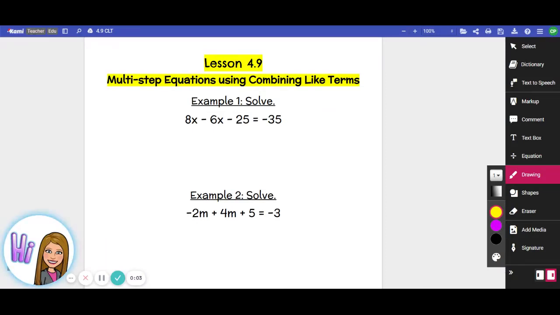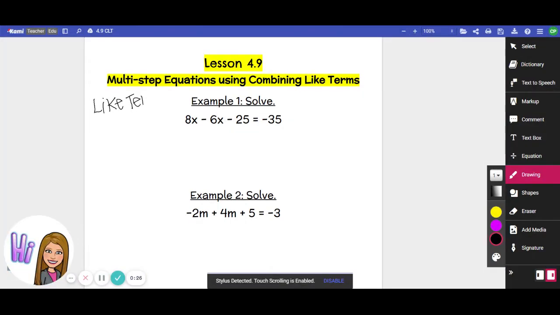Painter and today I'm going to be teaching you about multi-step equations, how to solve them when they specifically involve combining like terms. So in order to begin, let's first go back and review what a like term actually is. So a like term is going to have the same variable to the same power.